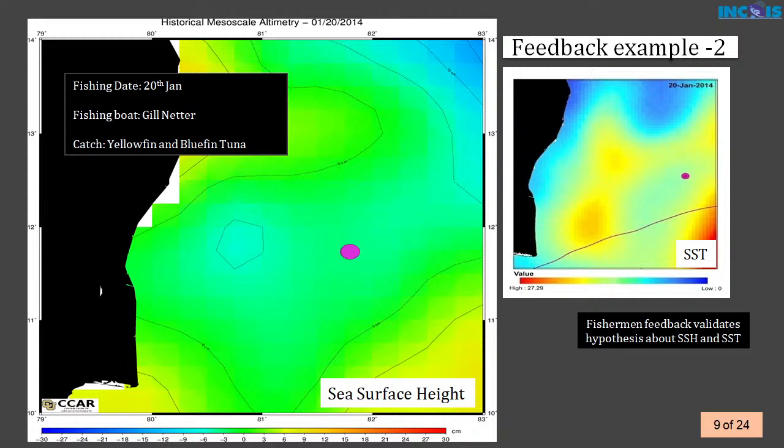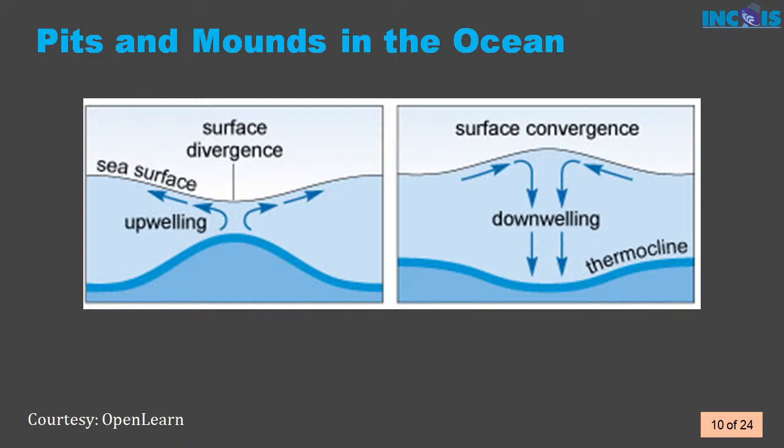Here is another example of such feedback where a good fish catch was reported, and they actually found it to be in the neutral sea level anomaly region. So a little recap of the marine processes. If you are having upwelling, then there will be a divergence created, and sea level anomaly will be negative. If you have downwelling, then the thermocline will be deepened, and it will be a convergence zone where sea level anomaly will be positive.